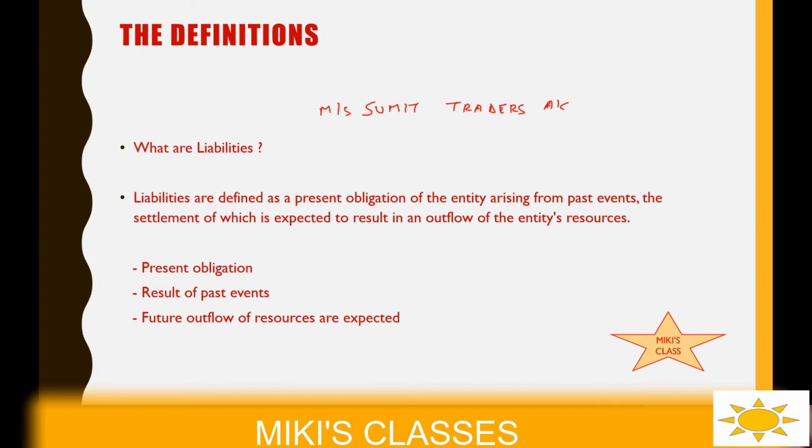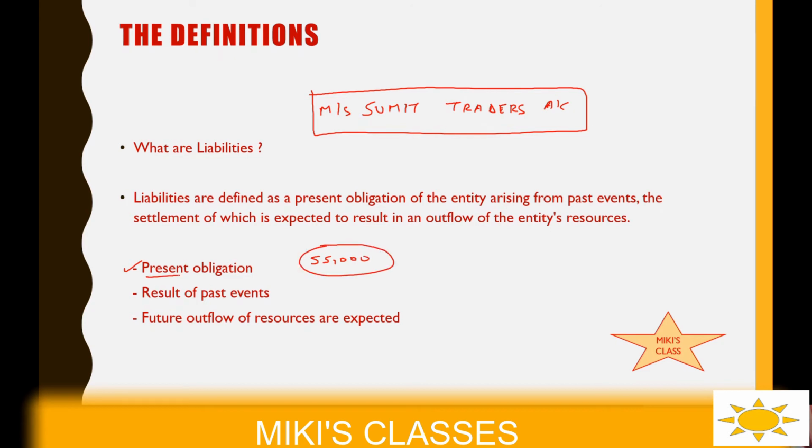Let's think about it. Is Sumit Traders a present obligation for us? Yes, we have to make a payment of 55,000 at some future point, but it's a present obligation, although the payment might go in the future. Legally we are bound to make a payment to Sumit Traders even at this point. It doesn't mean we have to make the payment today, but it means we have a payment to make. That is already established. So present obligation is there.